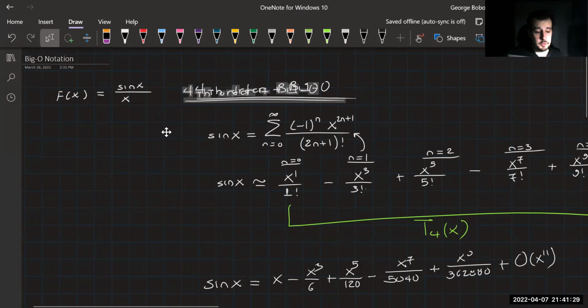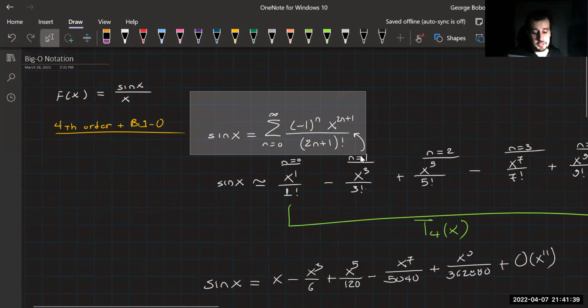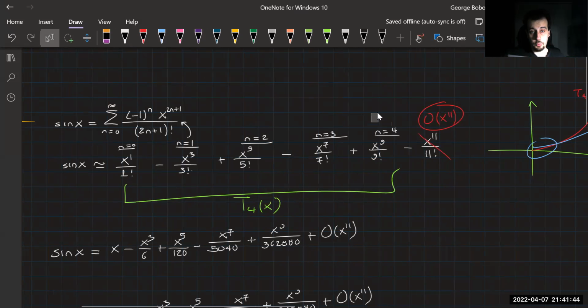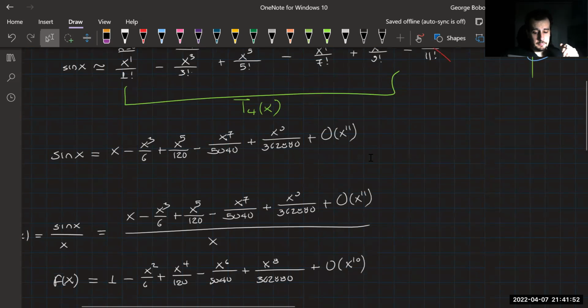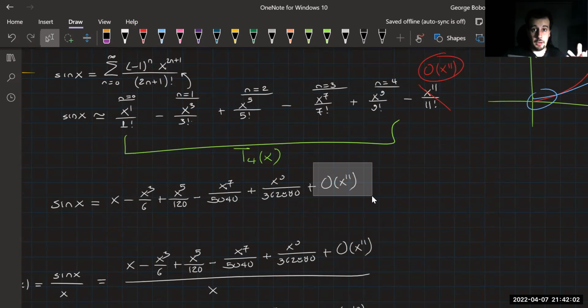So again, we want to do this example for 4th order. We want to approximate this to 4th order. So it's really simple. You have the Taylor series of sine, then you can write it out up to 4th order, n equals 4, over here. And then from here, you understand that the next term is x to the 11. So the minimum power of the polynomial that bounds this series here is x to the 11.